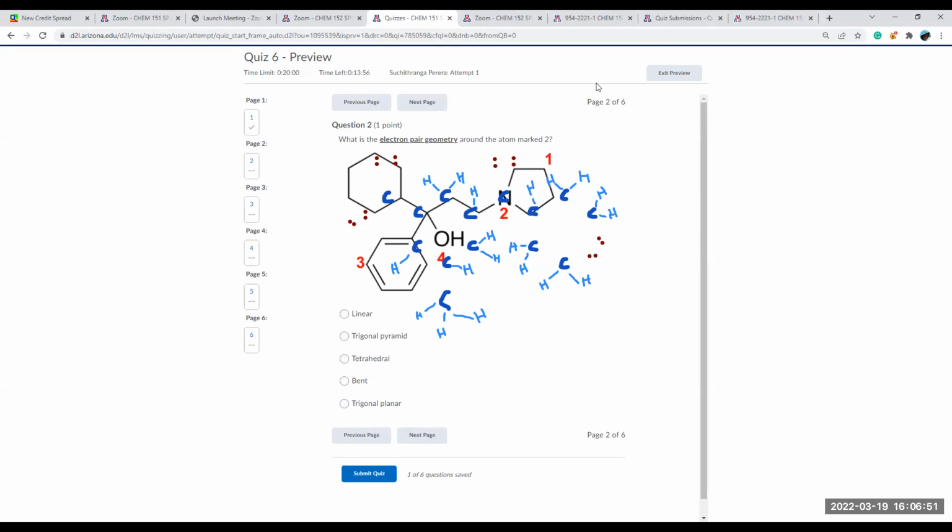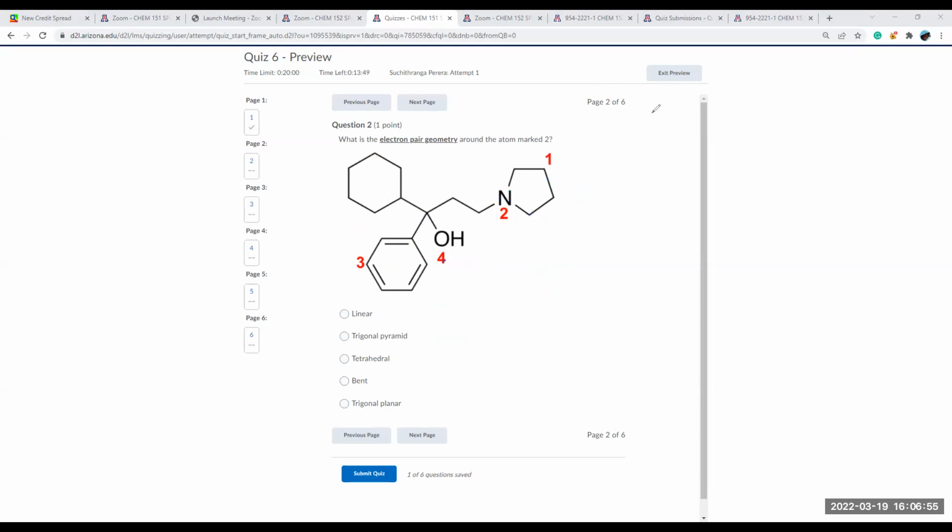Let me get rid of the previous structure. Okay, let's deal with this now. What is the electron pair geometry around the atom marked II? So here's the atom marked II. Again, what we have is a line structure now.